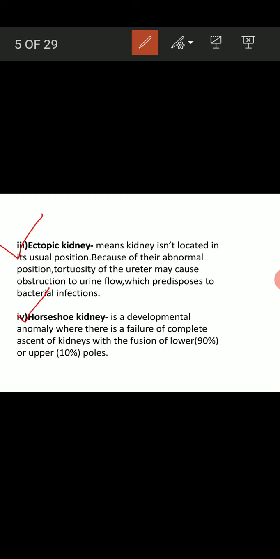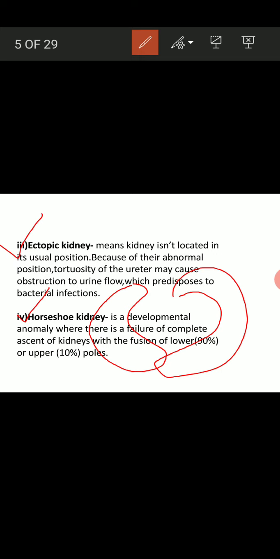Here, the two kidneys join together, more commonly at the bottom to form a U-like horseshoe. So the two kidneys join together more commonly at the lower pole to form U-like horseshoe. That's why this is known as horseshoe kidney.